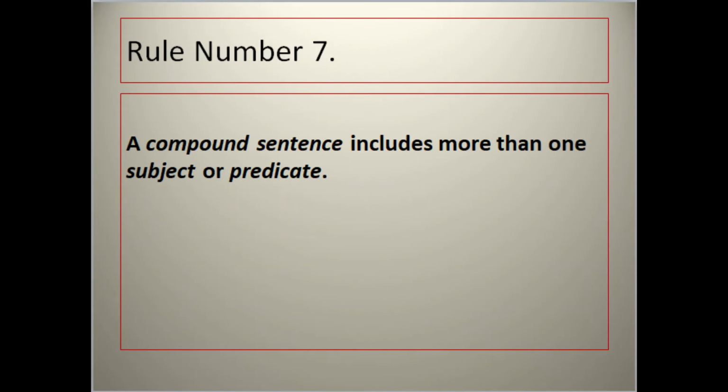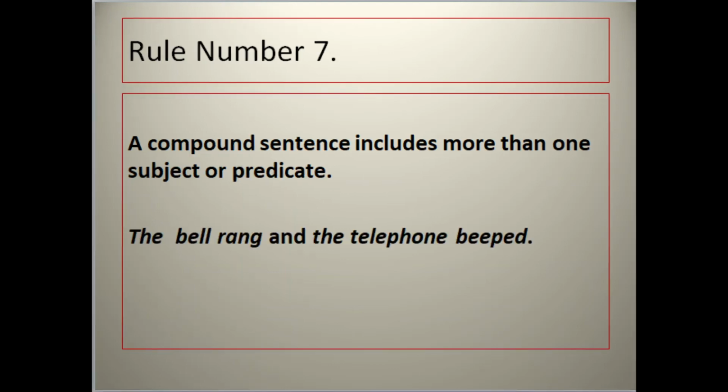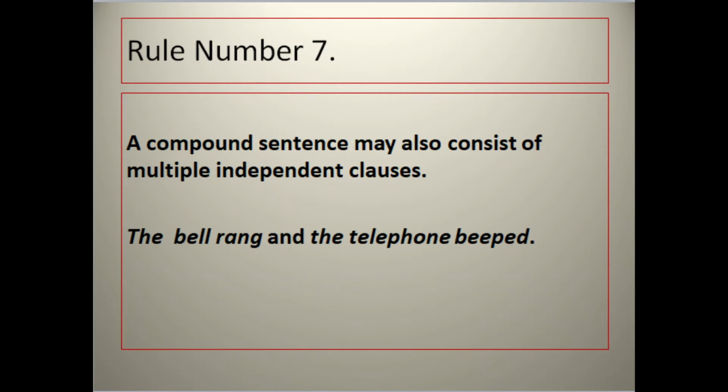Rule number 7. A compound sentence includes more than one subject or predicate. Example, the bell rang and the telephone beeped. If you have a compound subject or a compound predicate or both, your sentence is called a compound sentence. A compound sentence may also consist of multiple independent clauses. Example, the bell and the telephone rang, and the telephone rang and beeped, are both compound sentences because each of the sentences has more than one subject or more than one predicate. This example consists of two independent clauses.